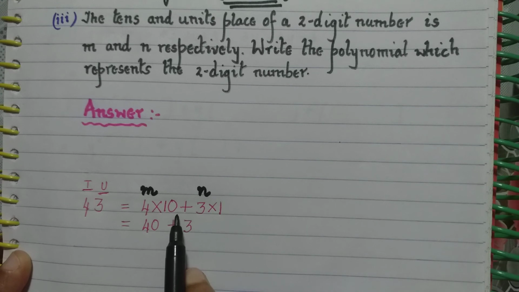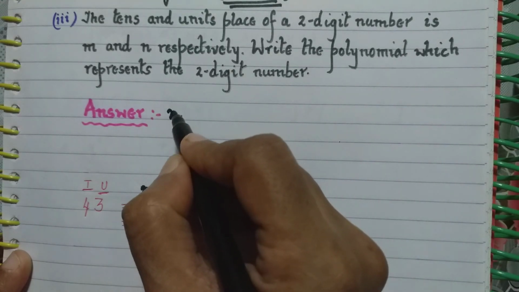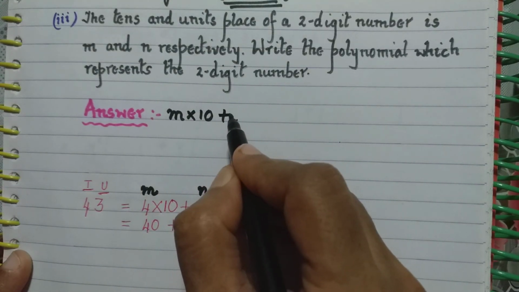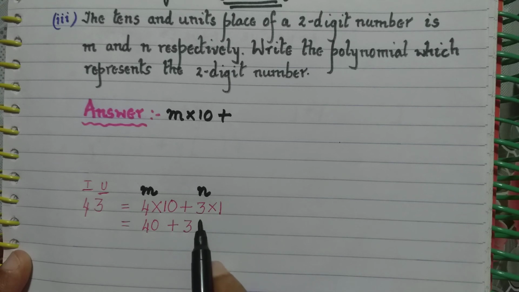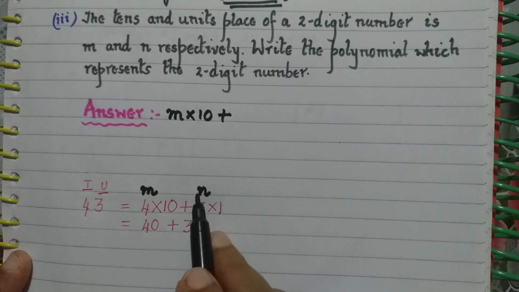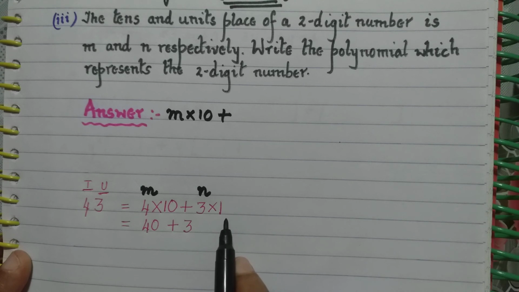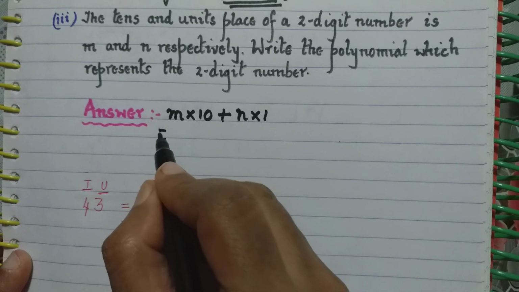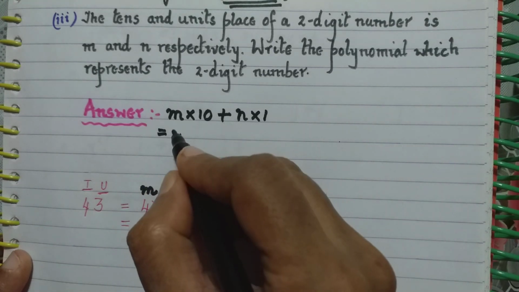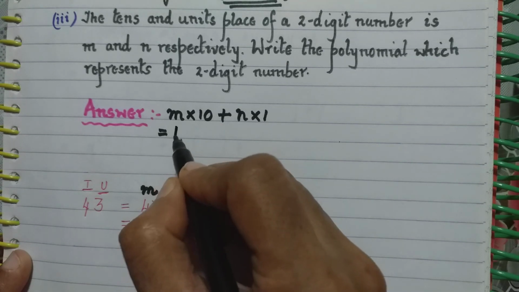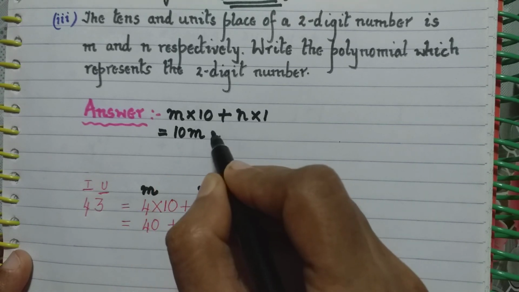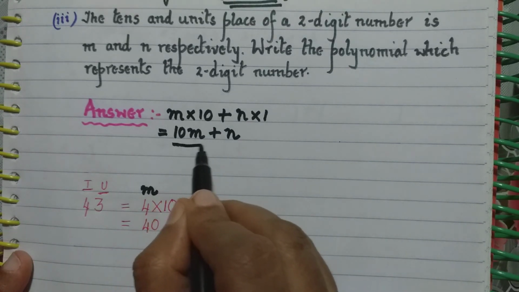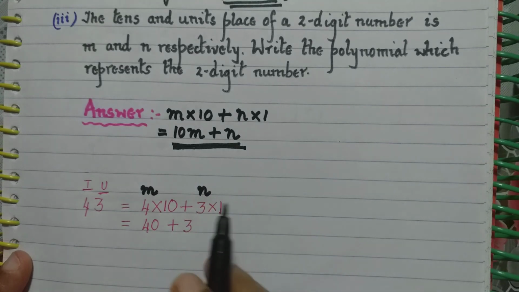So, it will be m into 10. So, let me write m into 10. Then I have plus, in place of n or in place of 3 I have n. So it is n into 1. So this will be equal to m into 10 is 10m plus n into 1 is n. So this is 10m plus n.